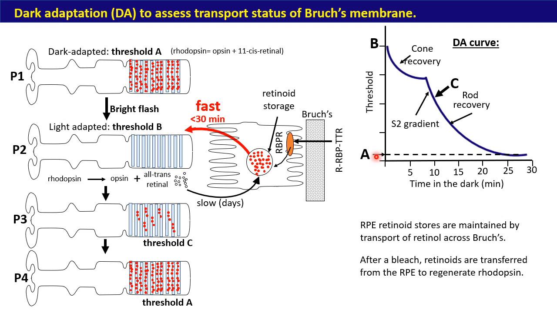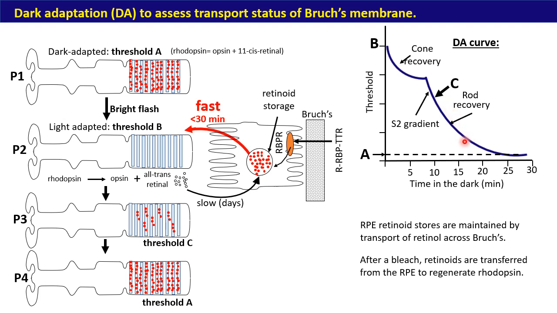A bright flash is delivered that bleaches most of the rhodopsin, P2, making it insensitive to light, i.e. reaching threshold B. Now, the retinoid store in the RPE is mobilized, leading to the transport of 11-cis retinal to begin the rhodopsin regeneration, P3 and P4. The result is a time-dependent improvement in light sensitivity, shown at point C.